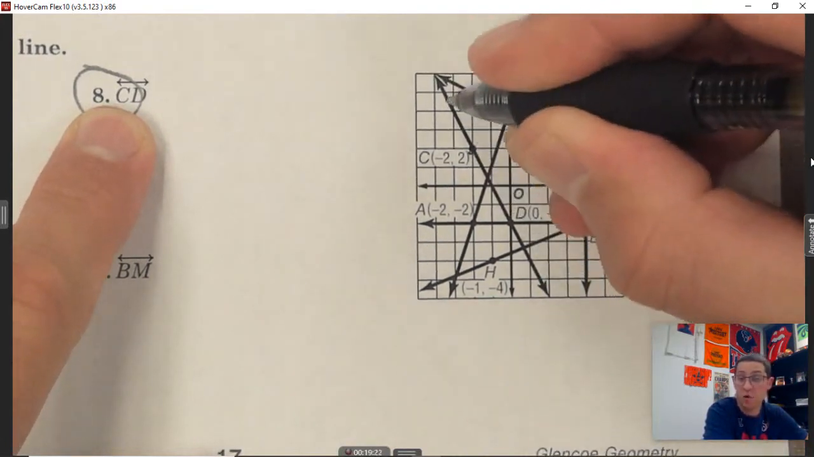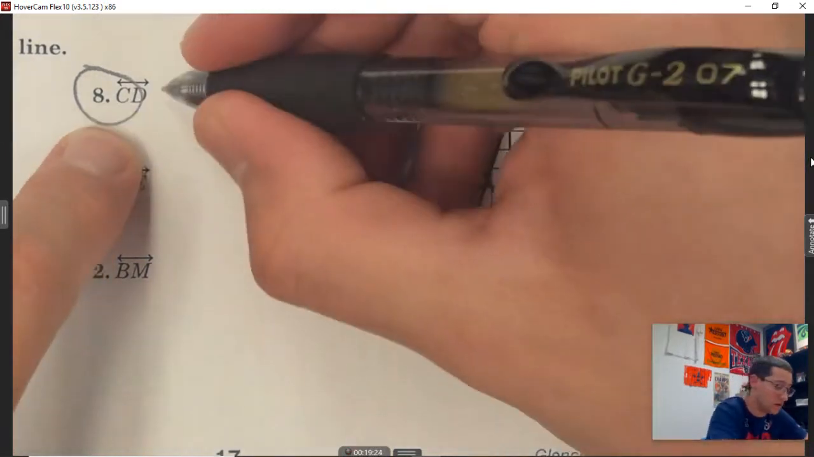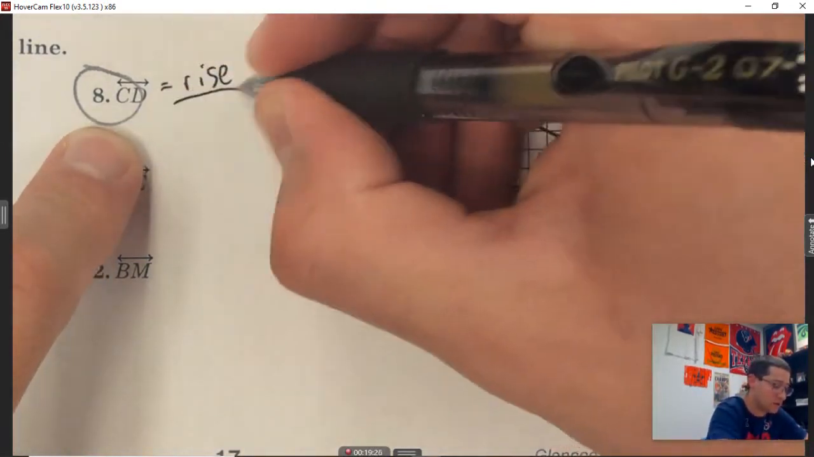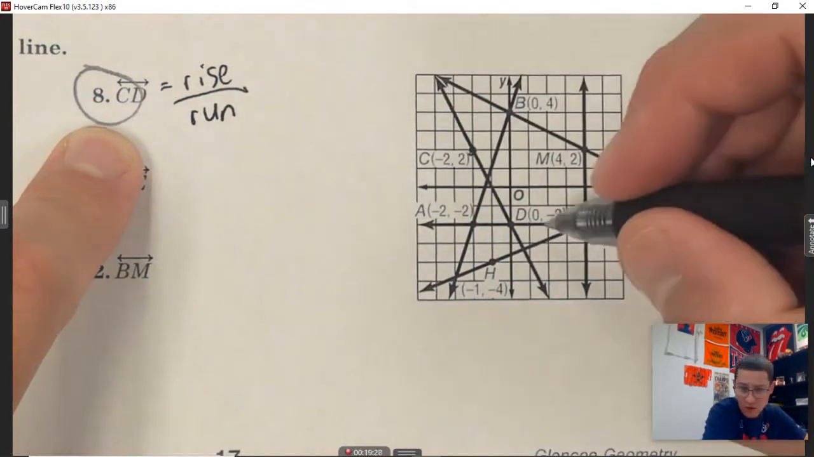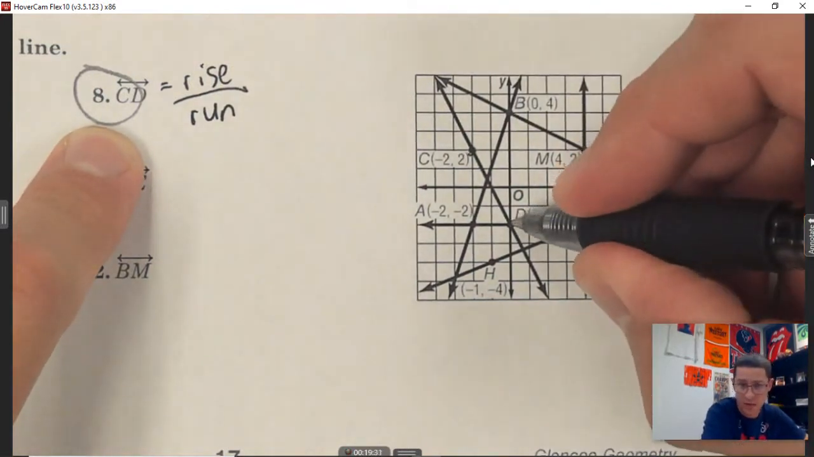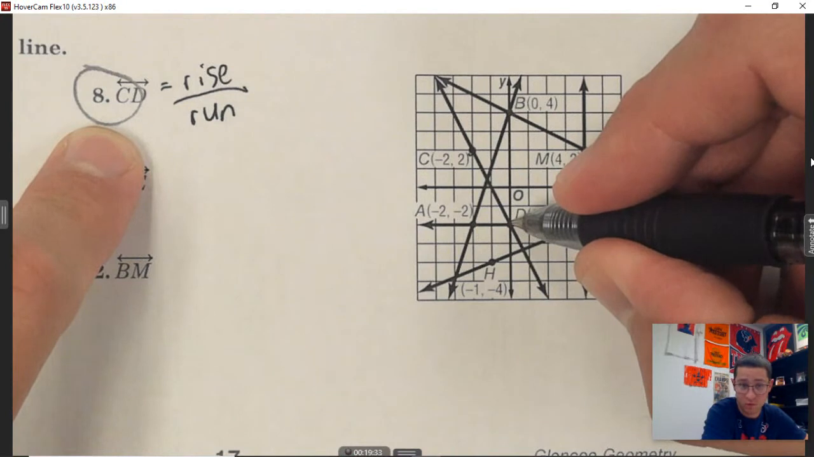So one way to do this is to do rise over run, and frankly, when we have a picture, I like to do rise over the run. So I'm going to start at this one, and I'm going to count how far I have to go for my rise.